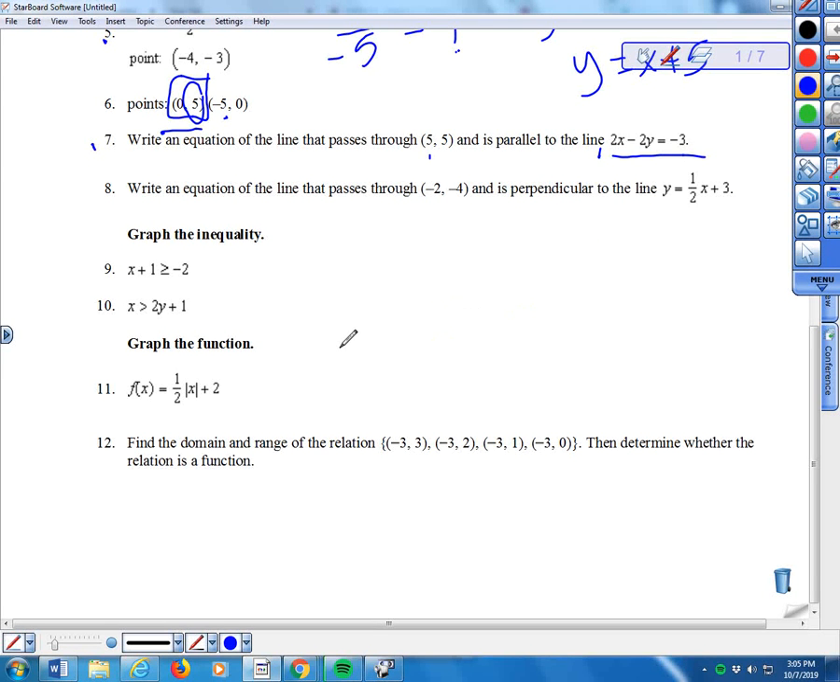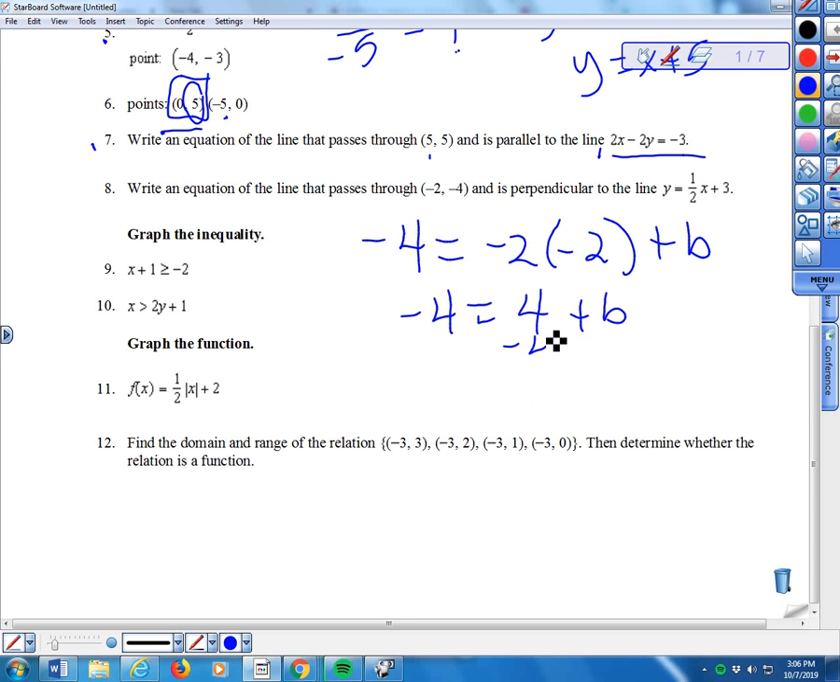What's the slope of the line for number 8? It's 1/2. So what does the slope of the line perpendicular to that need to be? Negative 2. So I do negative 4 equals negative 2 times negative 2 plus b. Negative 4 equals 4 plus b. Subtract 4: b equals negative 8. So now I can write the equation: y equals negative 2x minus 8. This is the answer. Sounds about right.